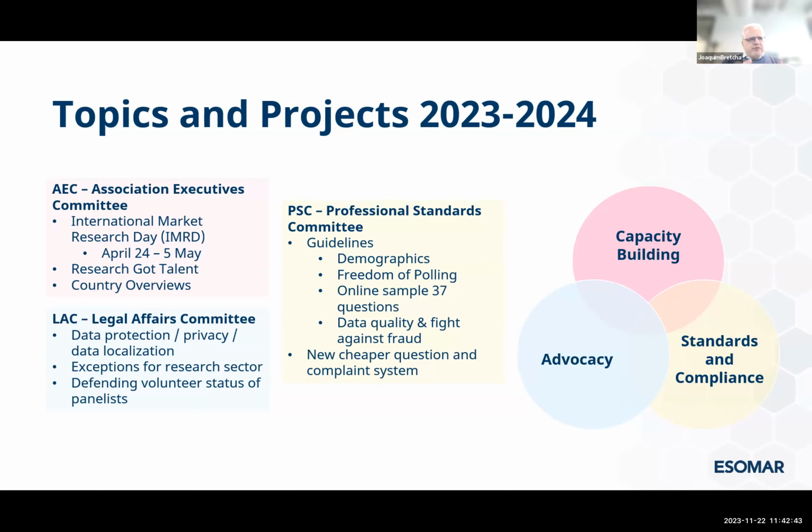And then we have country overviews. For instance, we want to provide the basic information of every country that we are working with in order to facilitate the studies in those countries, to facilitate the international study. We want people to have access to the basics of the information of a country. So this could be the Associations Executive Committee.